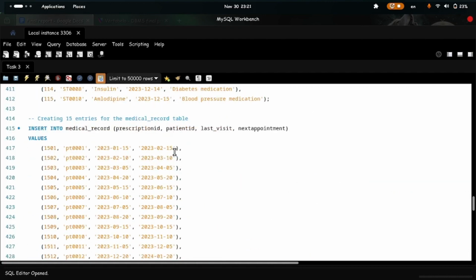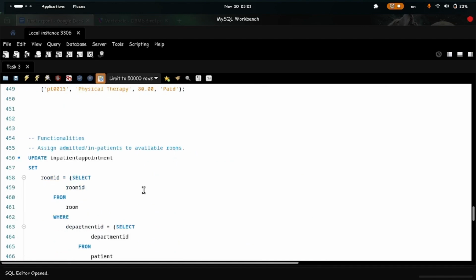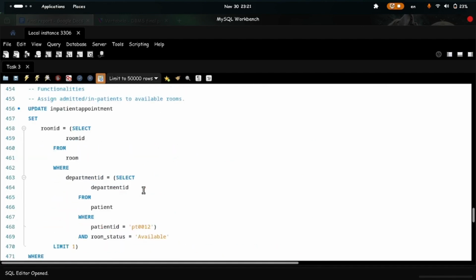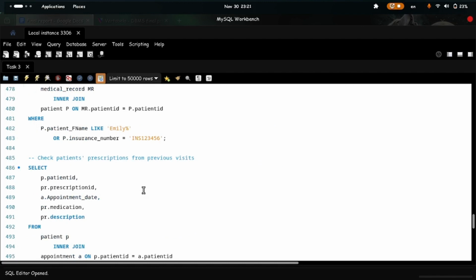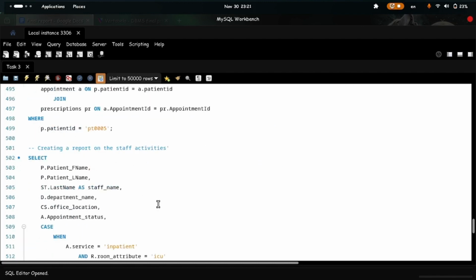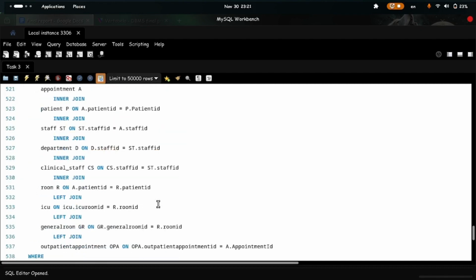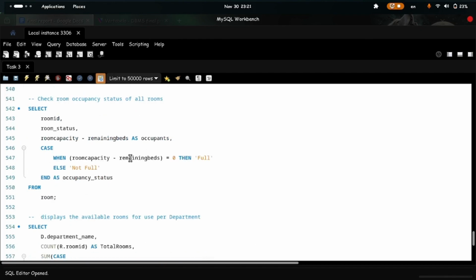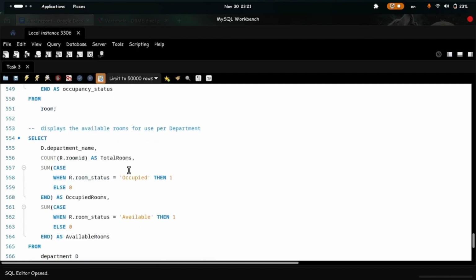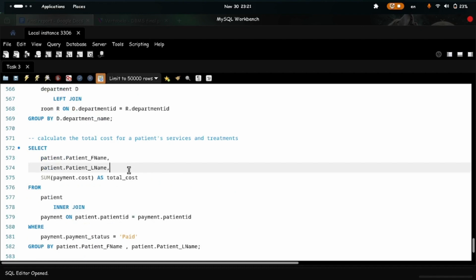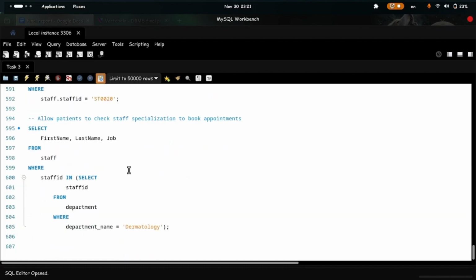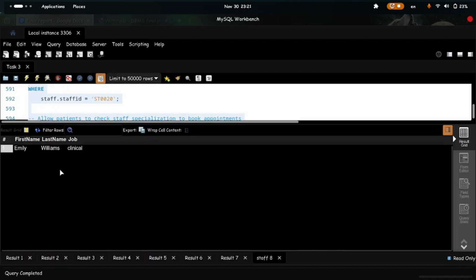So we created also quite a few queries. The very first one is to check out the room, like to assign an admitted person to a particular room. We grab the medical information of a particular patient, check the patient's prescription from previous visit. We also wanted to create a report in which a staff can actually check out all the information pertaining to a patient. And we went next into checking the occupancy status of the rooms, checking the available rooms per department, because all the departments have rooms, so all rooms are dependent on a department. And now we went into calculating the total cost and all. So we have a total of 9 queries, and it'll be way easier to just run them so that you can see by yourself. So it won't really take long.